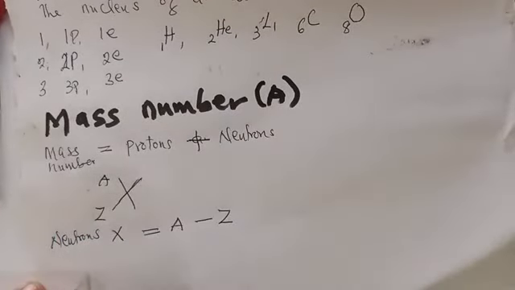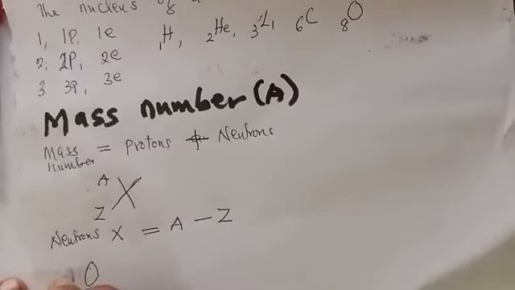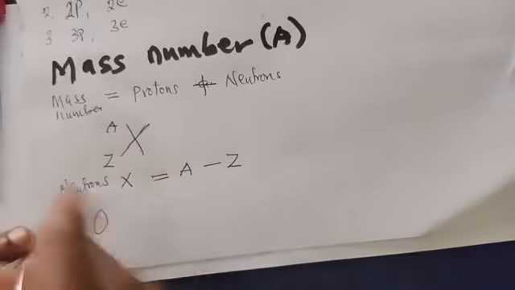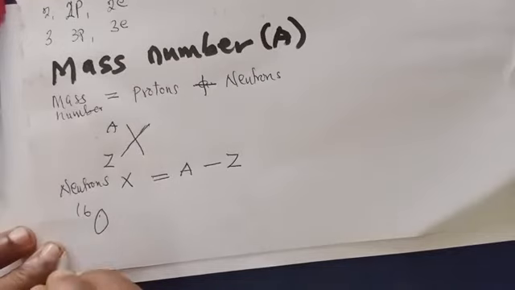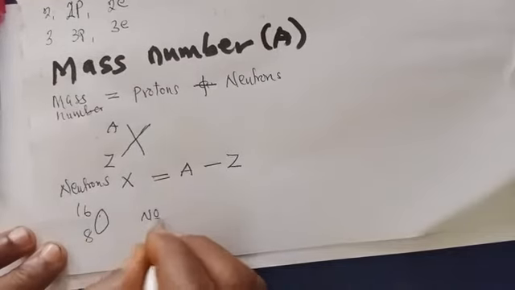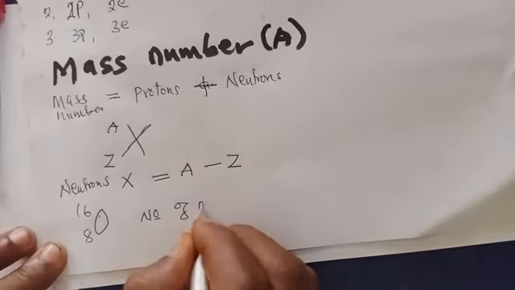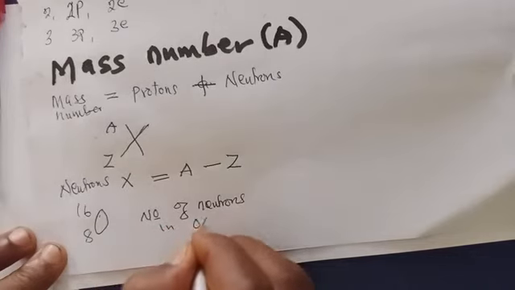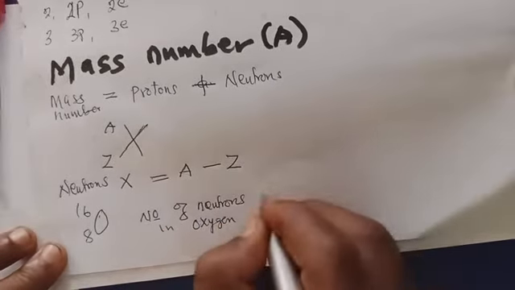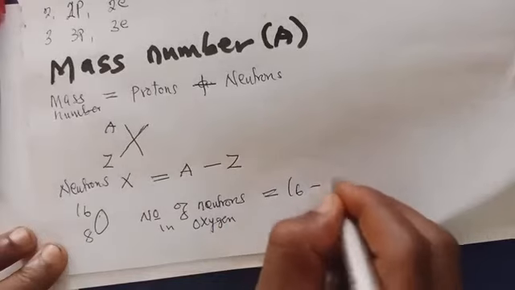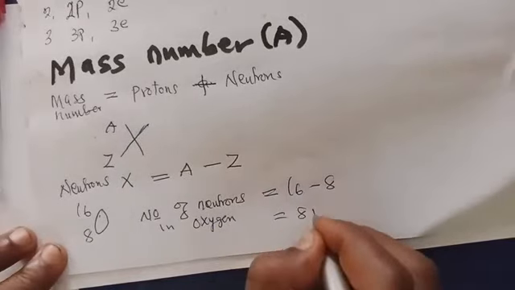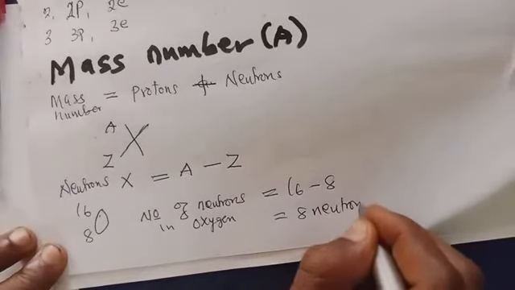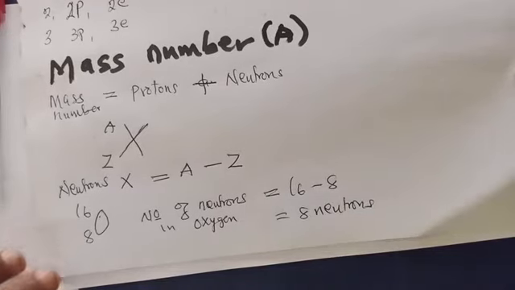For example, oxygen has a mass number of 16, an atomic number of 8. So numbers of neutrons in oxygen will be equals to 16 minus 8. That will be equals to 8 neutrons.